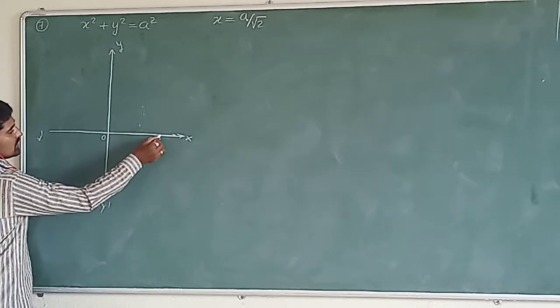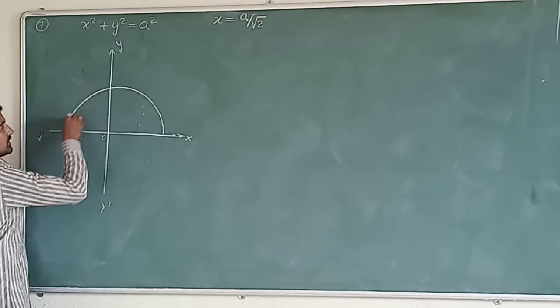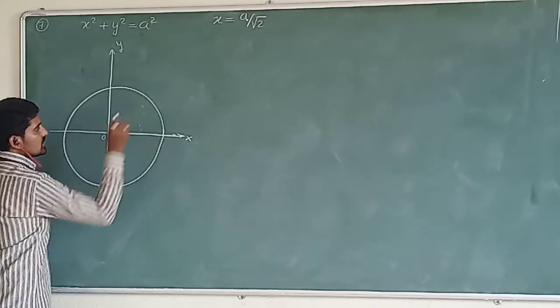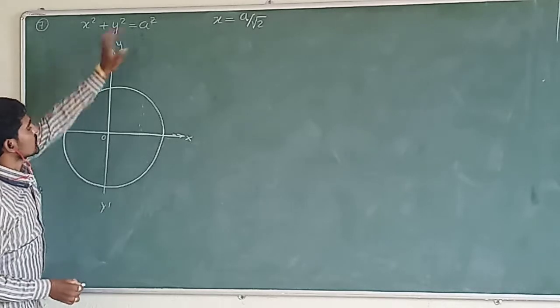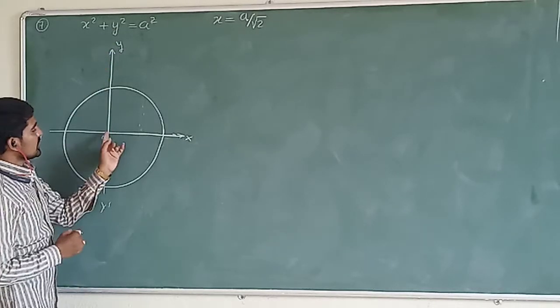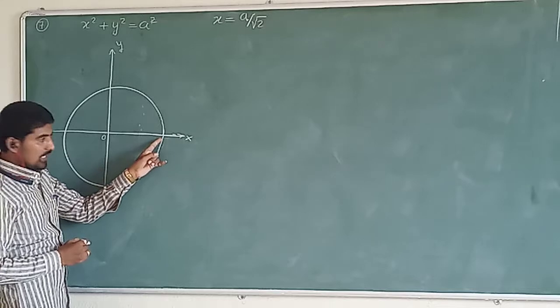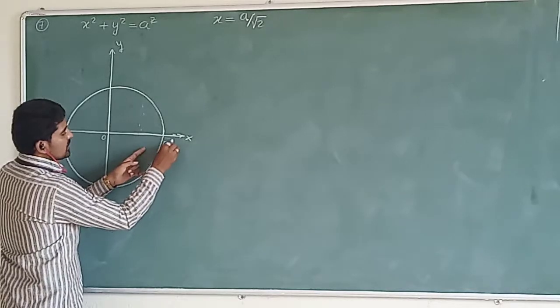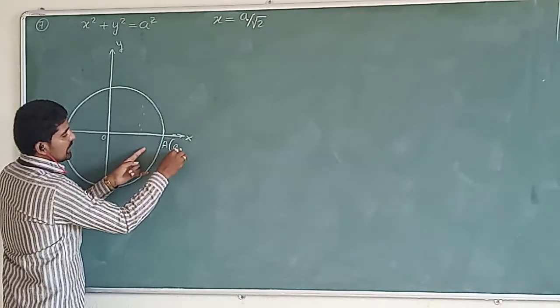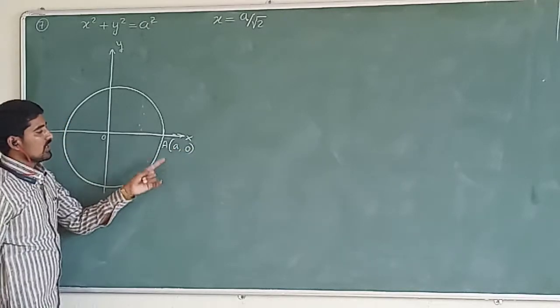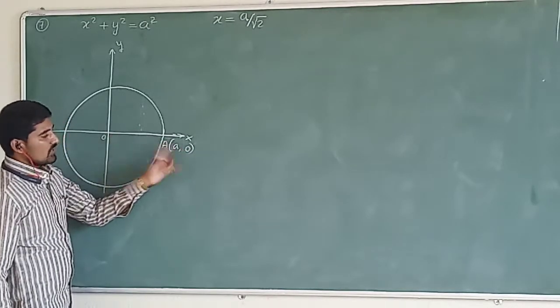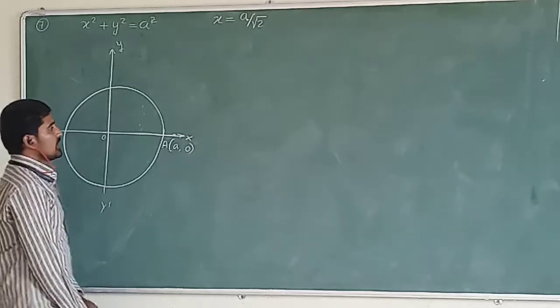So let's draw the circle. This is the circle whose equation is x² + y² = a². So the radius of the circle is a. Then this point should be (a, 0), because on the x-axis the value of the y coordinate is 0.